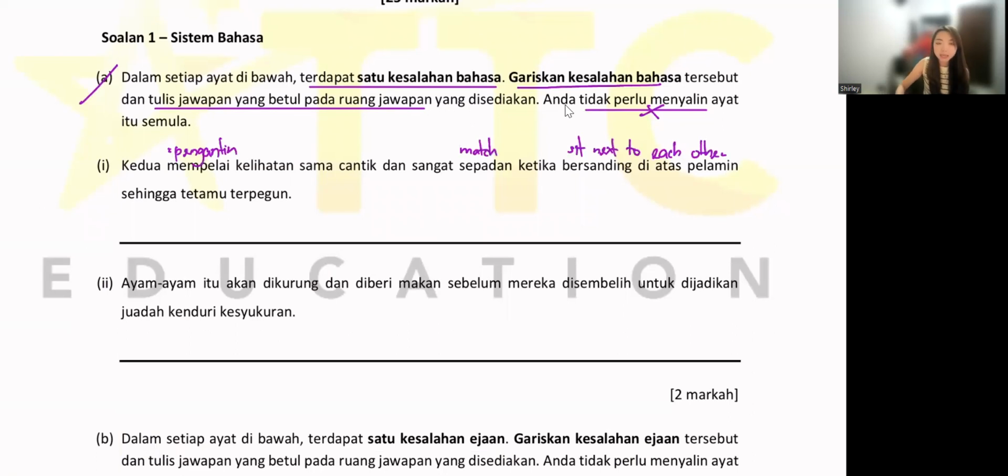Di atas pelamin. Pelamin ialah tempat duduk pengantin. In which the bride and also the groom will sit. Especially when you go to our Malay friends' weddings, that's the place for the pengantin to sit on. It is very pretty, with all the decors like flowers and the chairs, everything is very nice. And the place is only for the couple to sit. This is pelamin. Sehingga tetamu terpegun. Terpegun means like very shocked. So for this sentence, what is wrong? You need to underline. Kedua is wrong, because kedua means second. And right now you wanted to mention these two persons.